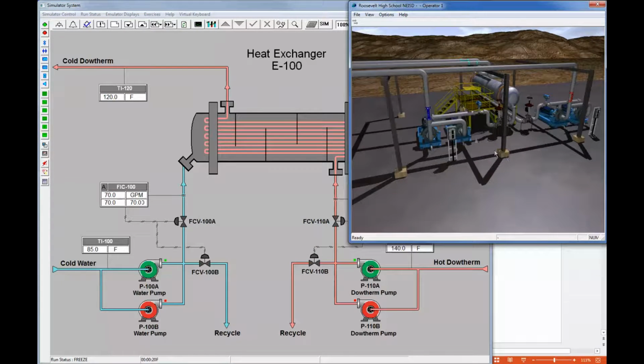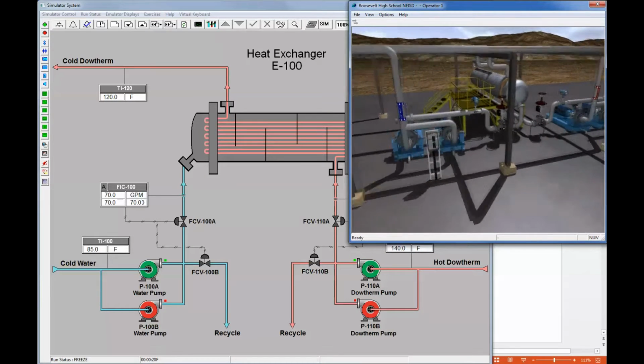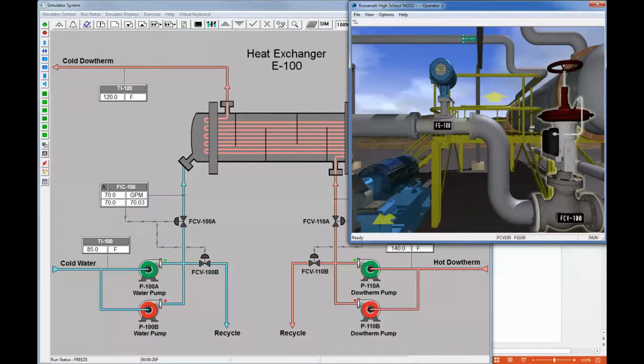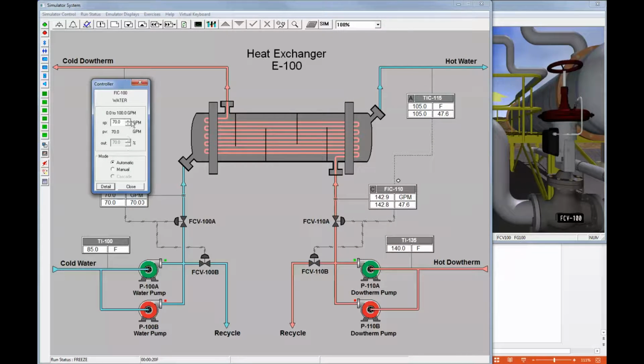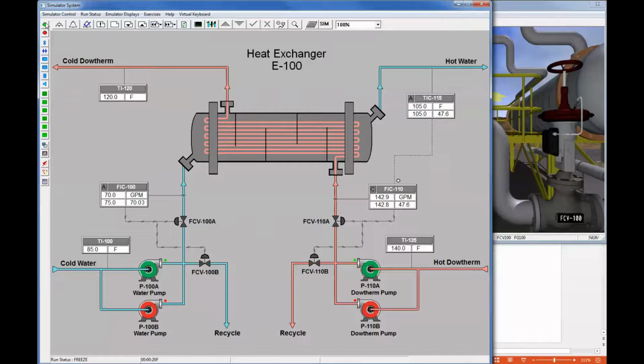The virtual reality window presents an outside view of the heat exchanger system. Trainees can operate pumps, control valves, and read indicators. Here, you can see the water flow control valve. If I go to the DCS and make a set point change, and I run it, you'll notice that the valve begins to open.